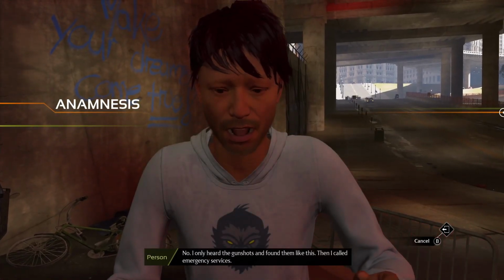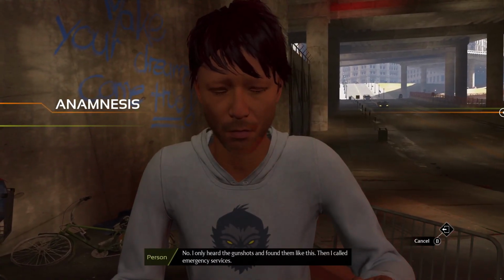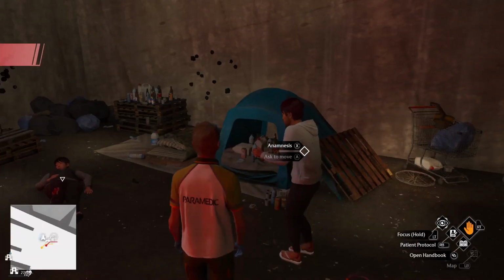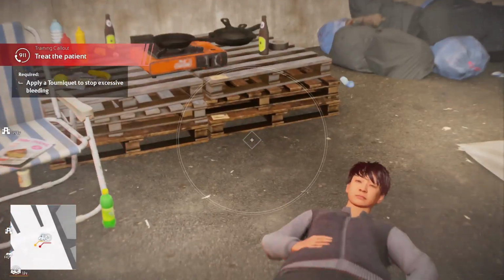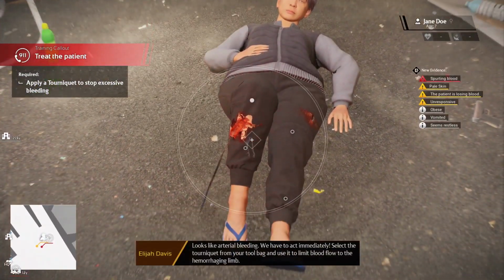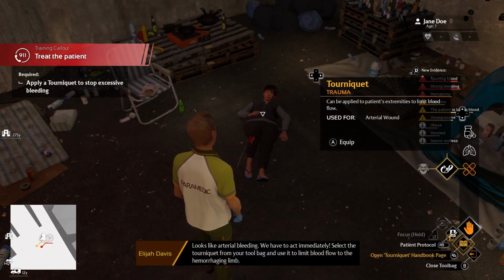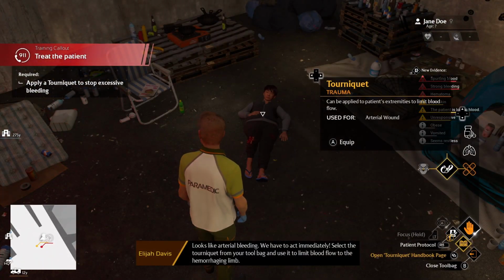No, I only heard the gunshots and found them like this. Then I called emergency services. Looks like arterial bleeding. We have to act immediately. Select the tourniquet from your tool bag and use it to limit blood flow to the hemorrhaging limb.